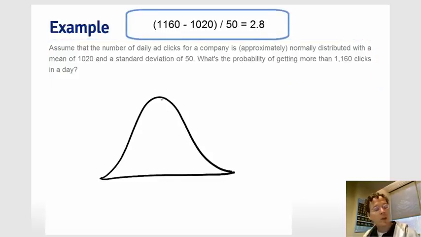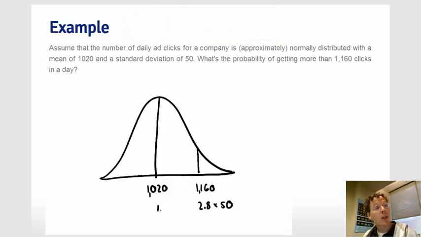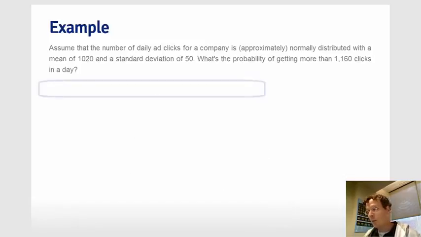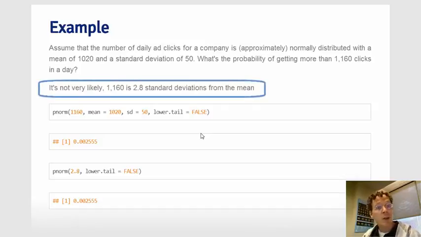Well, 1,160 clicks is 2.8 standard deviations from the mean, so we know this probability has to be pretty low because it's almost 3 standard deviations from the mean. We remember that 3 standard deviations is pretty far out into the tail of the normal, so we know this probability's got to be fairly small. But let's work through it. So it's not very likely.